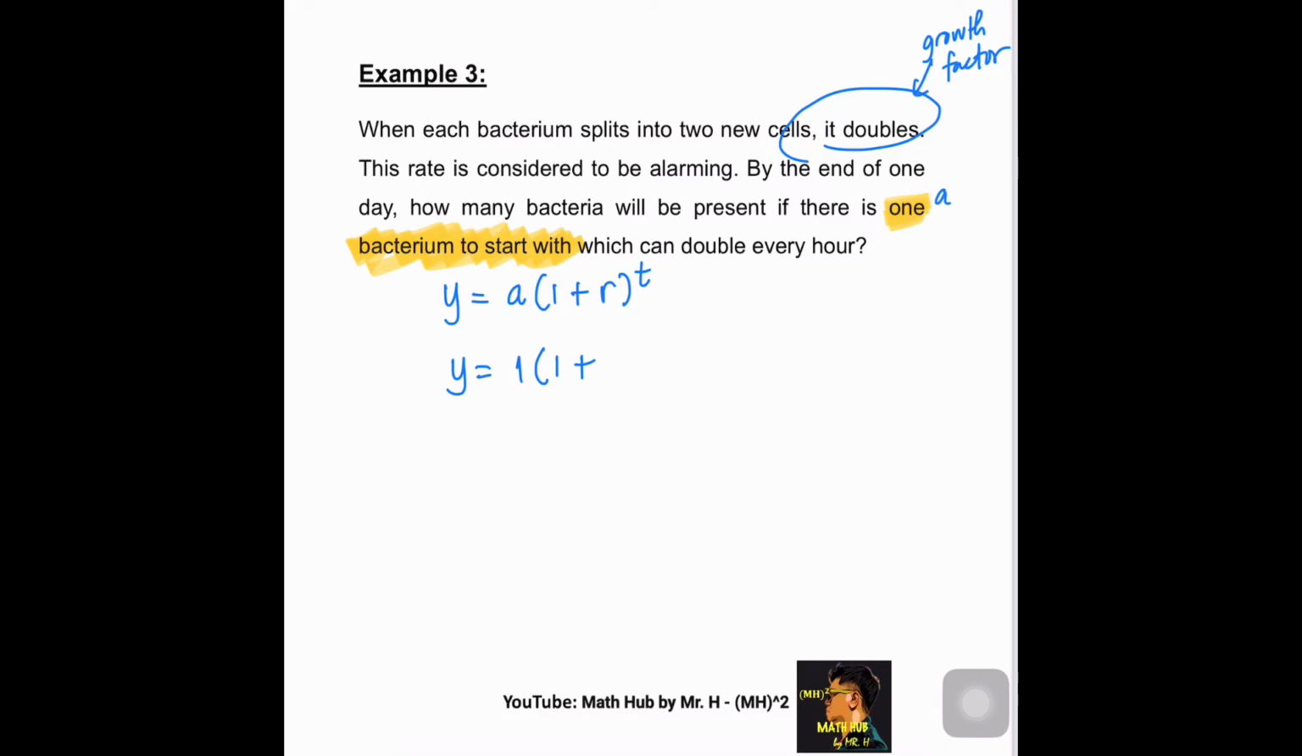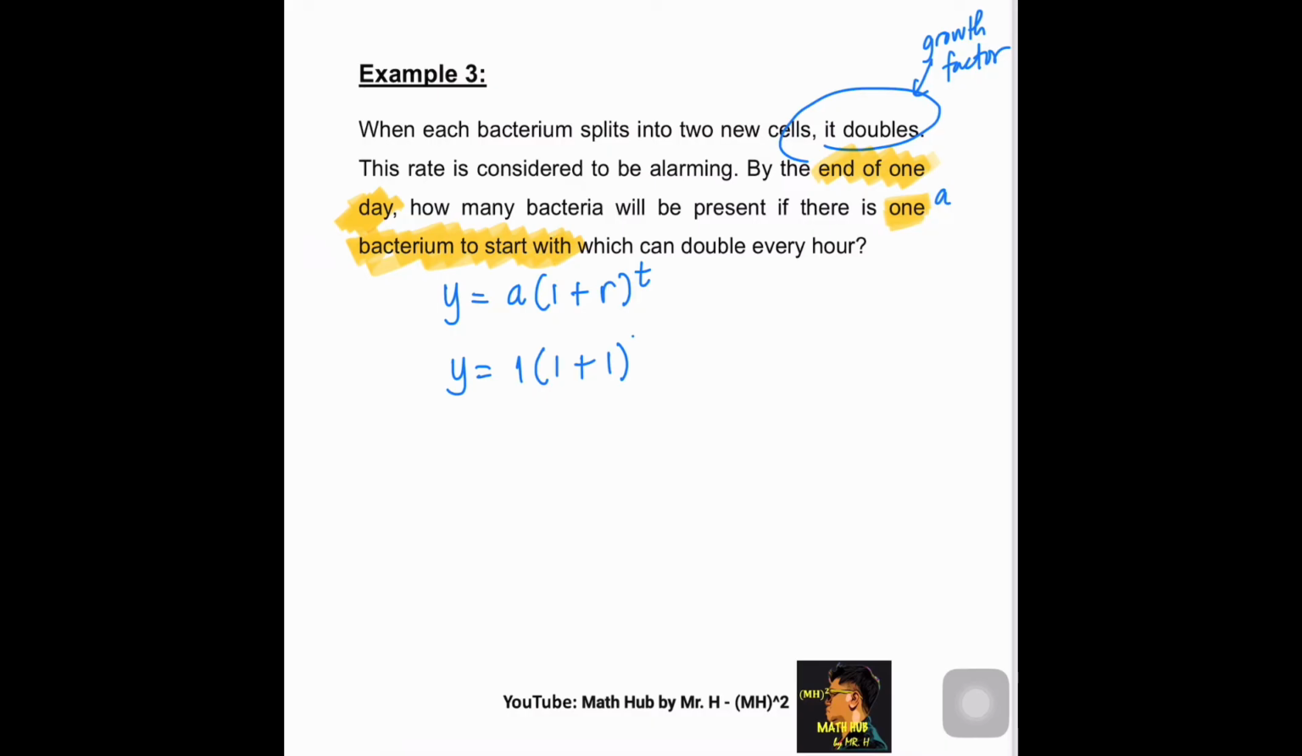So 1 plus 1. So that means that the rate is 100% or 1. And the time period, it says end of one day. Remember, the bacteria grows, it doubles every hour, right? And the time period says end of one day. So basically, you need to convert that to hours. Okay, so one day, we have 24 hours.